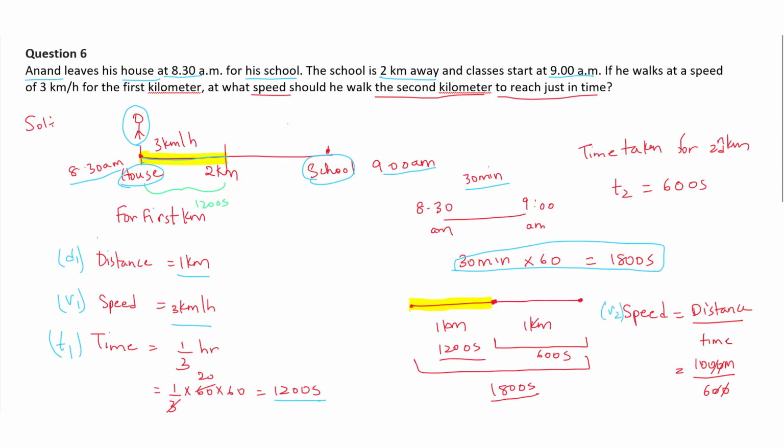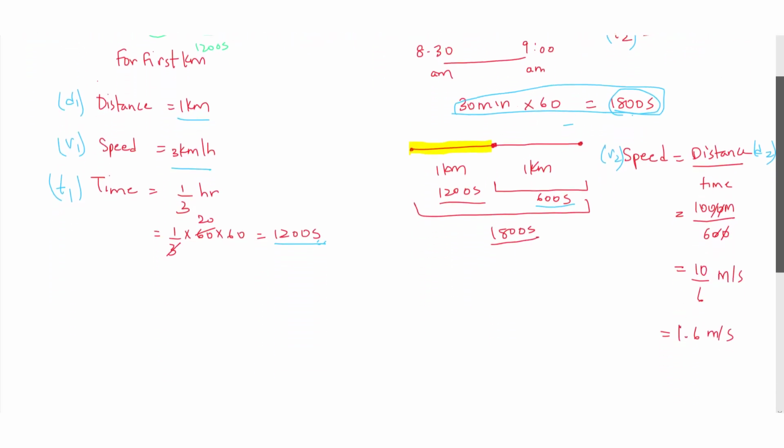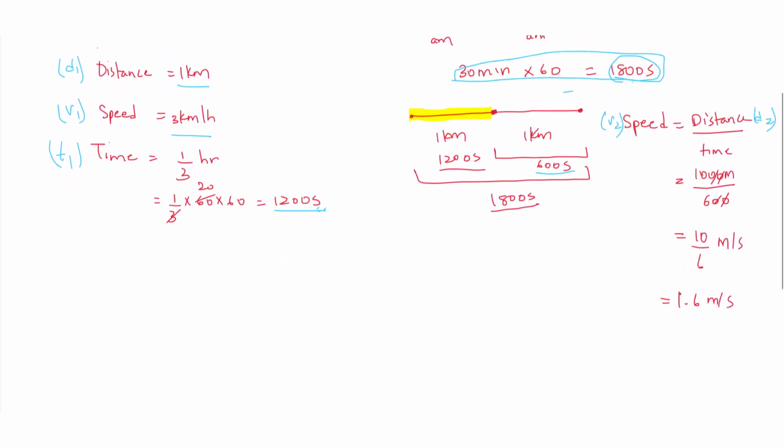We have to calculate V2. We have T2 and distance again D2. For the first kilometer, it took 1200 seconds. For the total trip from his house to school, it has to take 1800 seconds. If he covers the first in 1200 seconds, the next will be 600 seconds. Then we solved using the formula speed equals distance by time. We got 10 by 6, which is nothing but 1.6 meter per second.